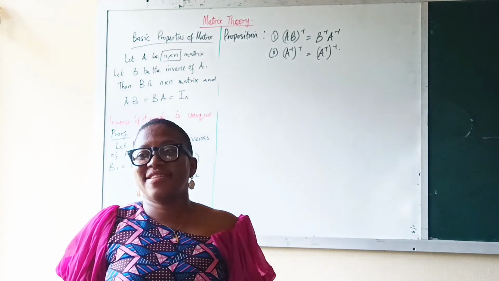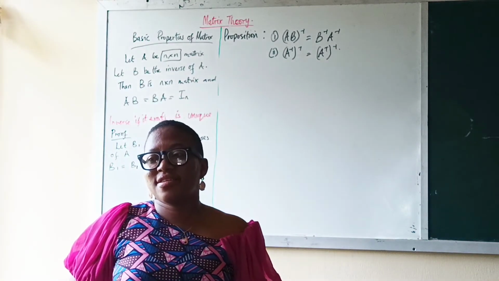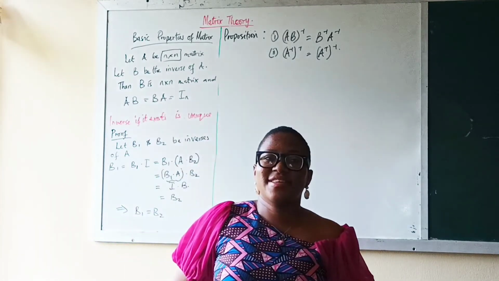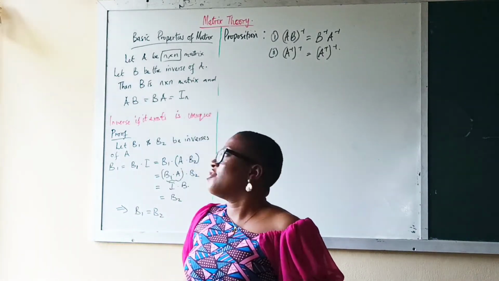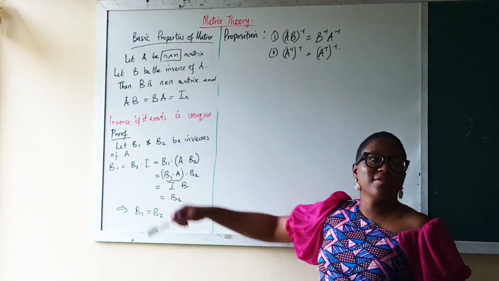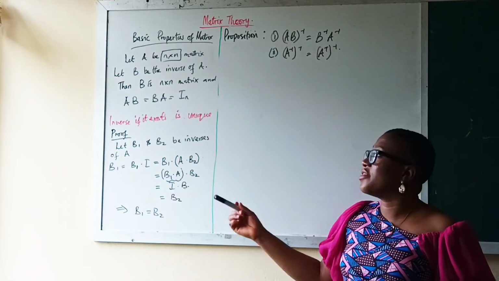Okay, so why is the order important there? It cannot be A inverse B inverse. It has to be the reverse order, B inverse A inverse. So the easiest way to do it is to use the definition. Prove the definition.